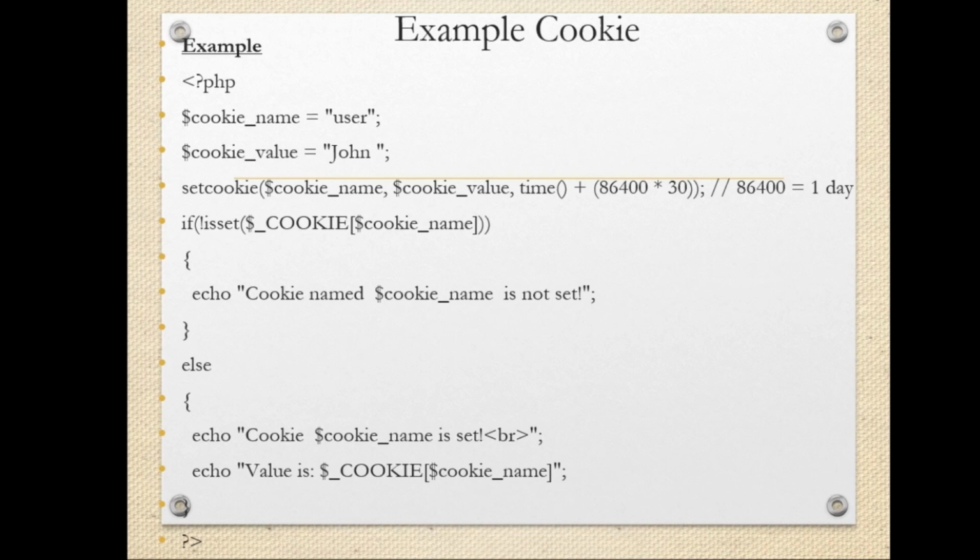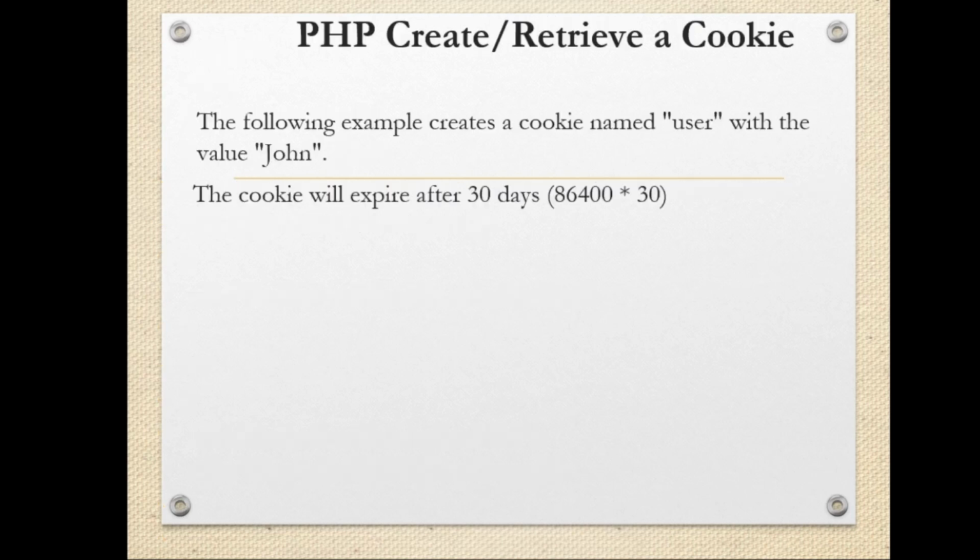We are using an if statement. If !isset($_COOKIE[$cookie_name]) is true, that means the cookie is not set, else the cookie is set. So by running this program you can see the cookie for 1 day or 30 days. The following example creates a cookie named user with the value John. Okay, it will be created.